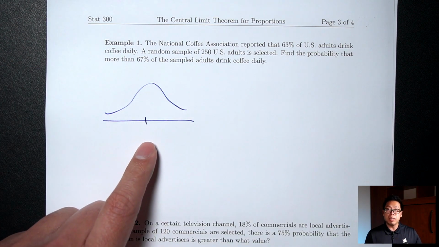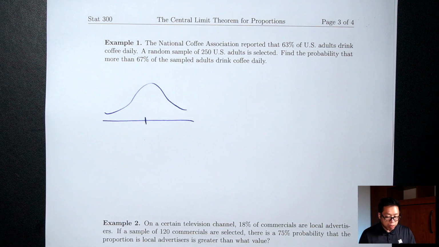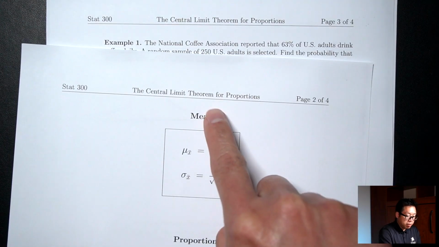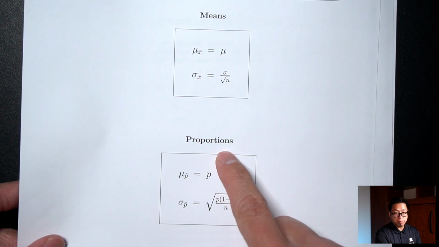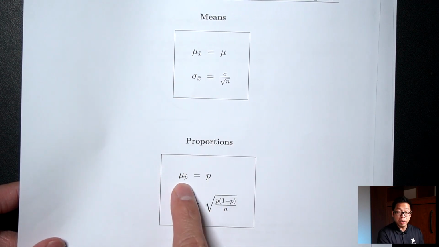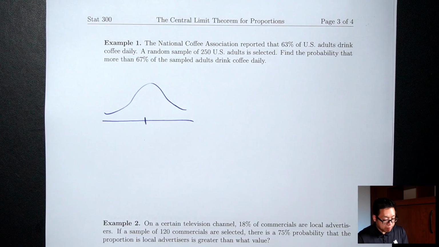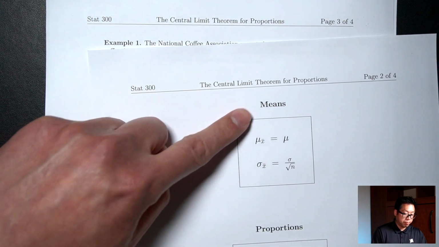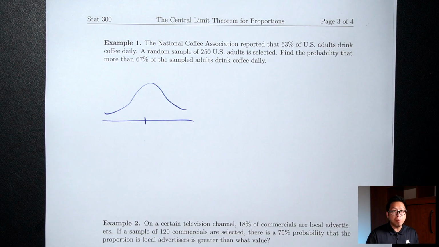But before I put the mean in the middle, I now have to decide whether this is a mean situation or a proportion situation, right? Because these boxes will tell me what I need to use for the mean. As a hint, when you read the question, if you see the words mean and standard deviation, it's going to be a mean situation. If you don't see the word mean or standard deviation anywhere in the question, it's going to be proportion.